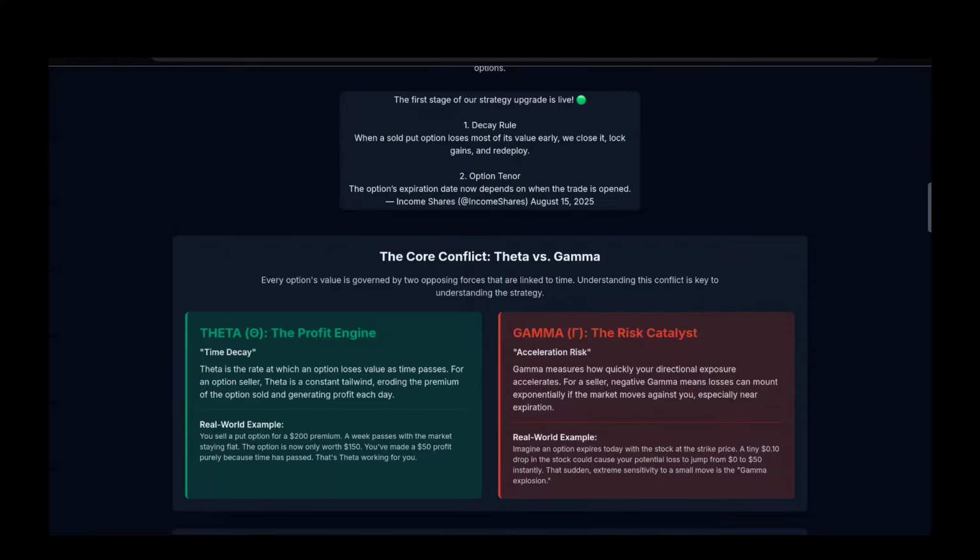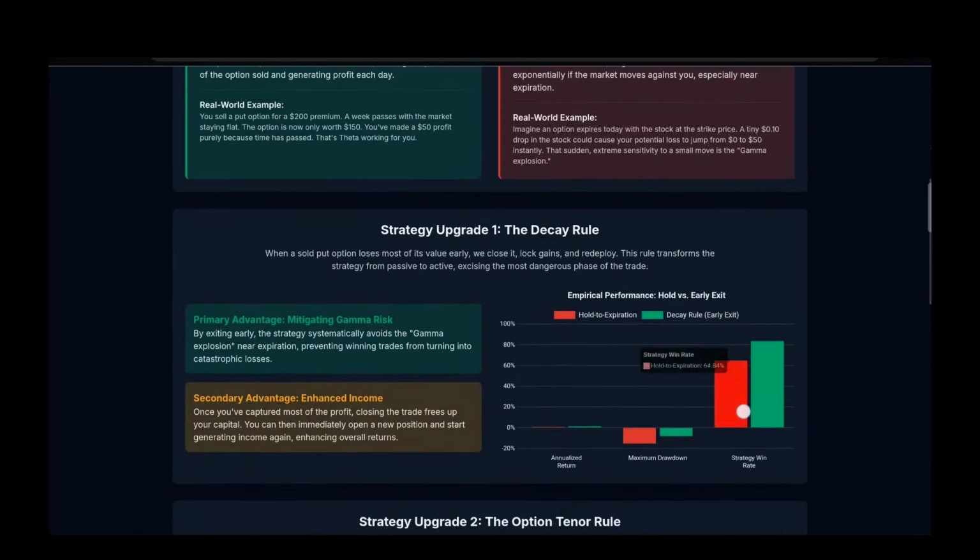A real world example here: imagine we had an option that expires today with the stock at the strike price. Even a 10-cent drop in the stock could potentially take your losses from $0 to $50 instantly. That sudden extreme sensitivity to small moves is that gamma explosion. So what we want to do is try and minimize that once we've maximized the profit element. Okay, so those are the key elements to these things.